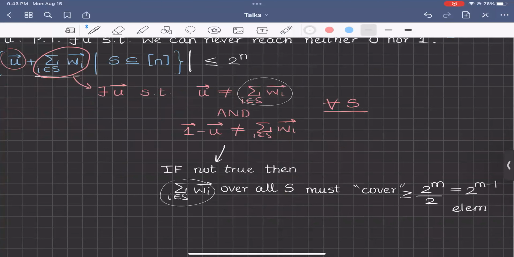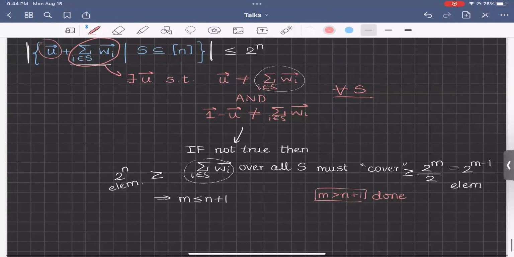But note that we know that this covers at most 2 to the n elements. Then this would mean n is less than or equal to n plus 1. So if m is greater than n plus 1, we have a contradiction. We are already done. So we only need to consider the case where m is equal to n plus 1. If m is equal to n plus 1, then the cardinality of that set is 2 to the n, right?